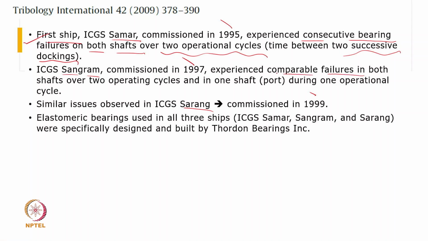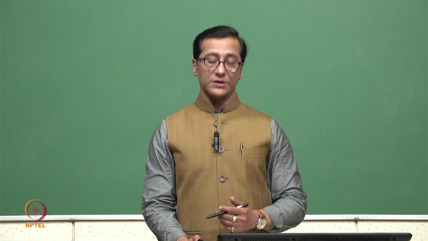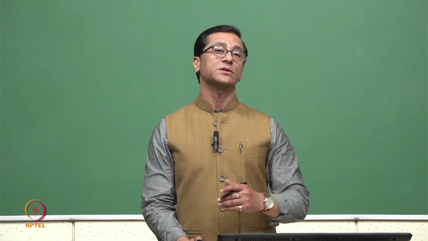They found comparable failures in both shafts within two operating cycles, and in one case they also changed in one cycle. So it is more severe in this situation. And the same thing again in 1999. Now what we can say, the elastomeric bearings used in all three ships, Samar, Sangram and Sarang, were specifically designed by the Thornton Bearing Company, which is a well-known company. They make this kind of bearing, and they can also refurbish these bearings if the bearing is worn out.